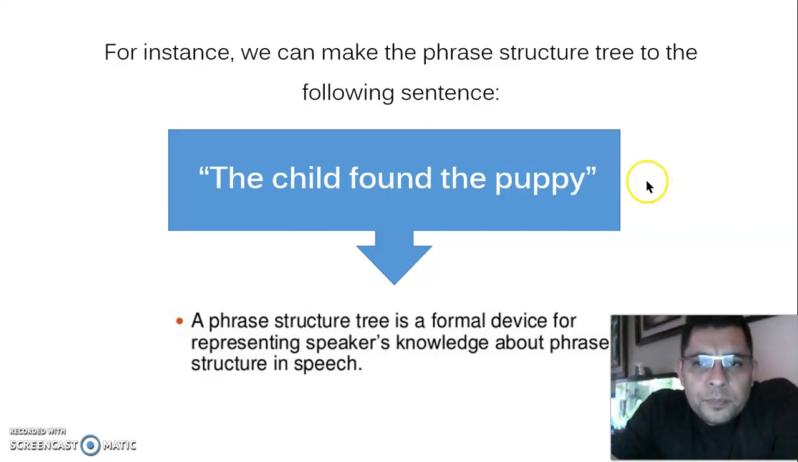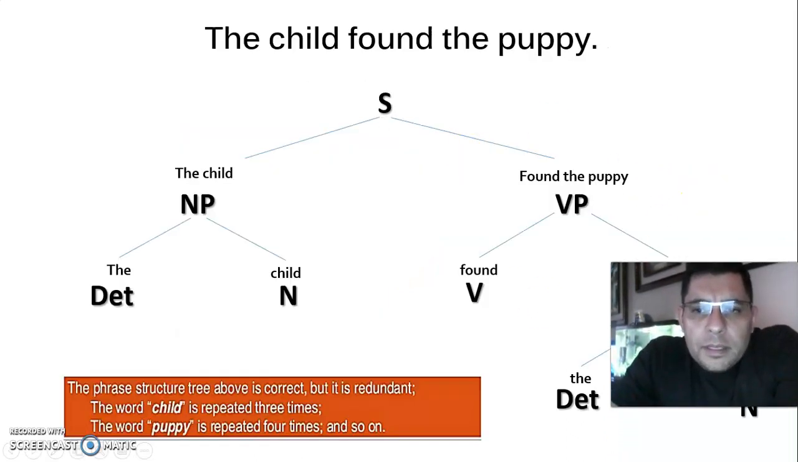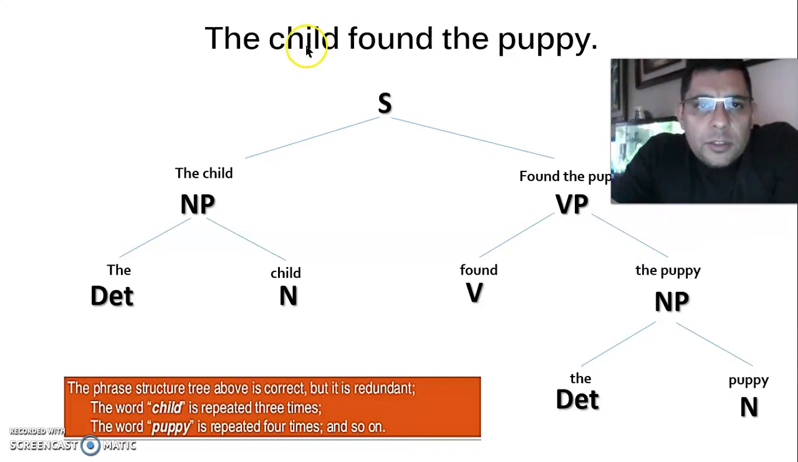For example, this is the analysis that I'm talking about. If I have the sentence, the child found the puppy, so we have S, which is my sentence, then we have NP and VP, that NP will be my child. Why? Because this, the child, is the subject of the sentence, and then we have found the puppy. Found the puppy is my VP because it's composed by a verb and my direct object.